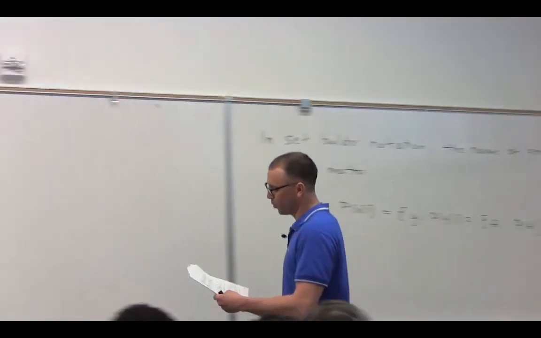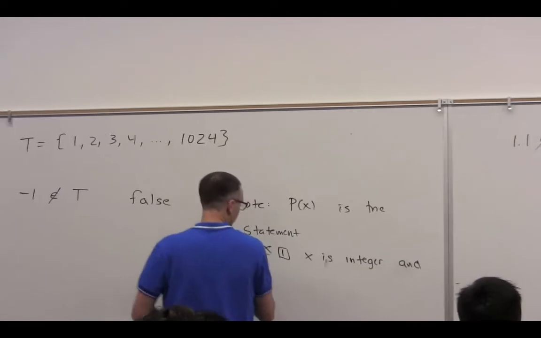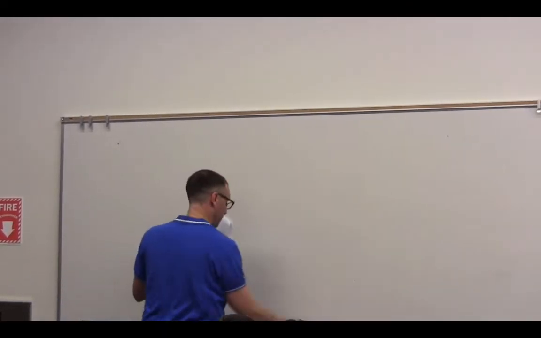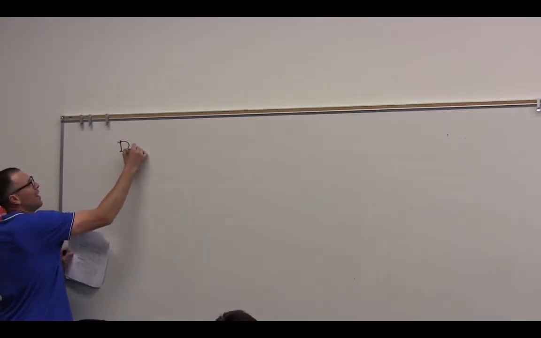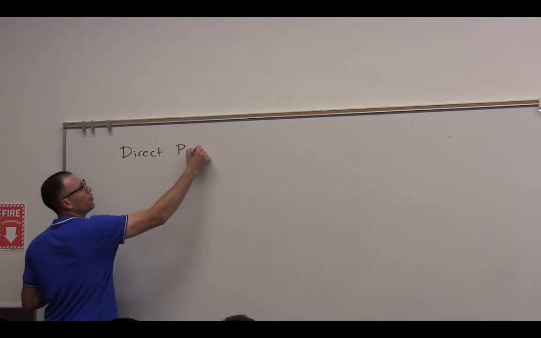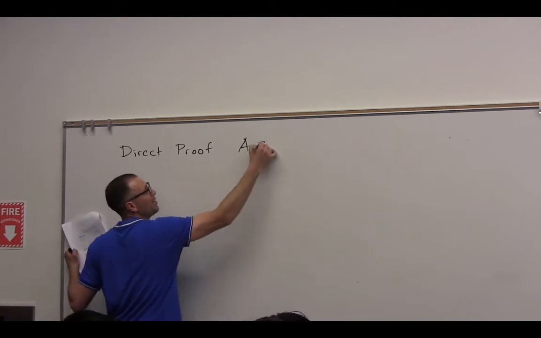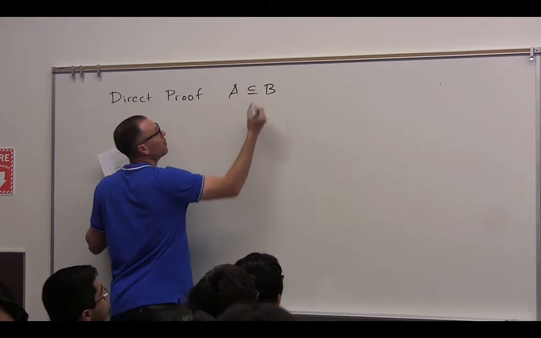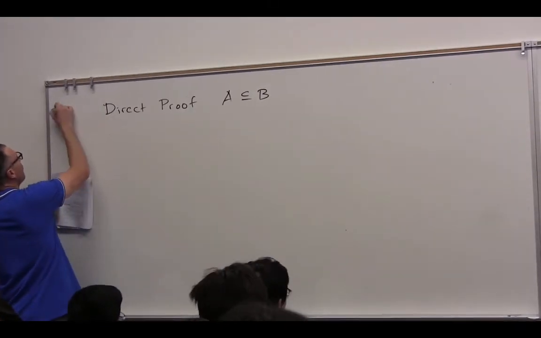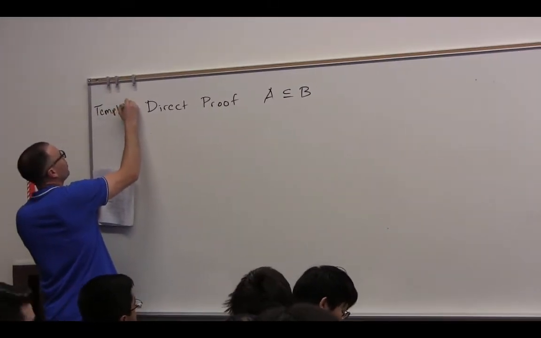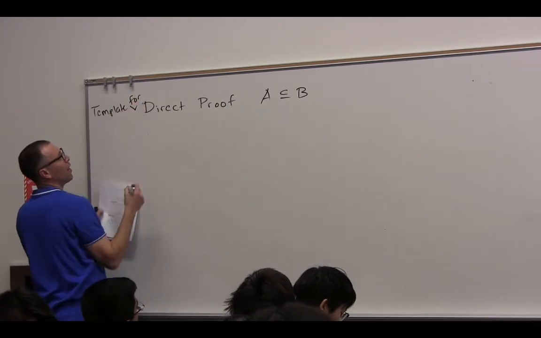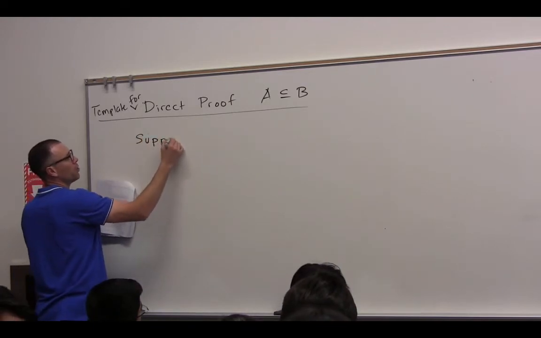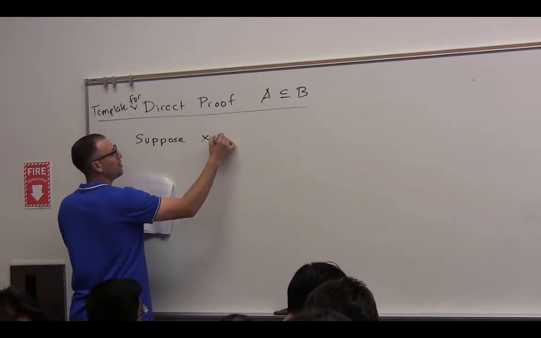All right, direct proof of A subset of B. So, in order to do something called a direct proof of the proposition A subset of B, we're going to start with the same structure every time. So this is an outline or a template for direct proof of A subset of B. The first thing that we do is we say suppose, so we can make a conjecture, that the antecedent is true.